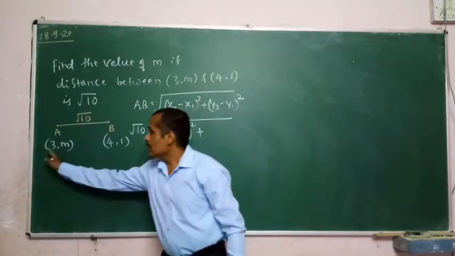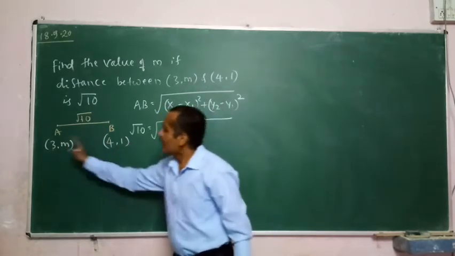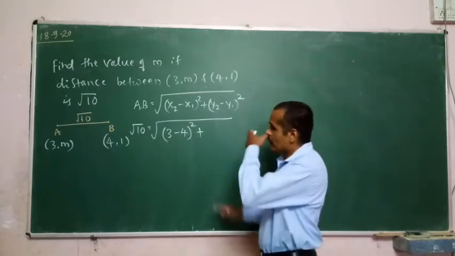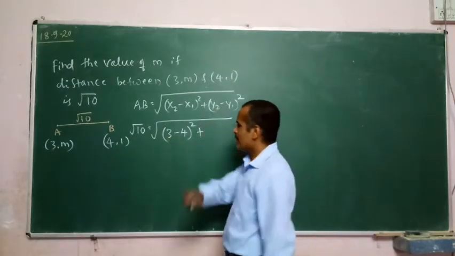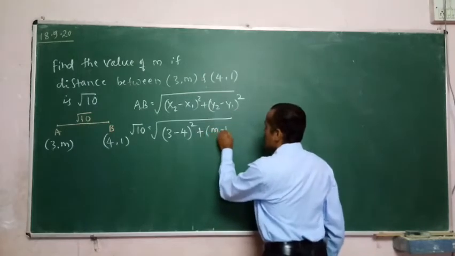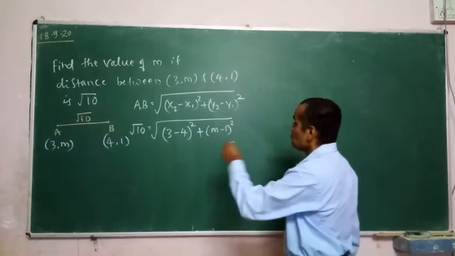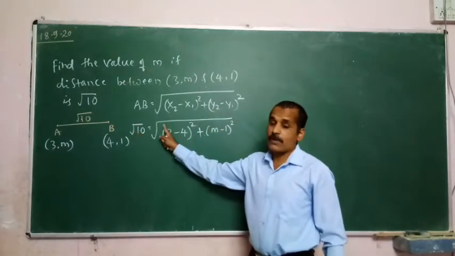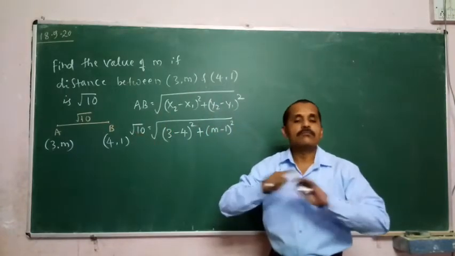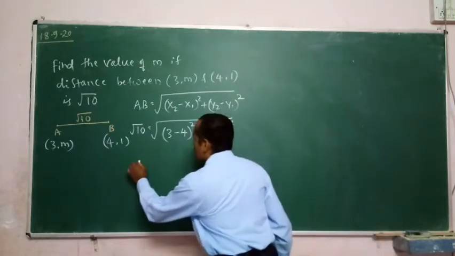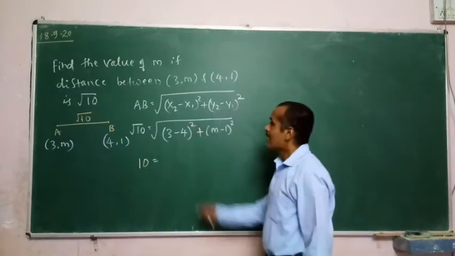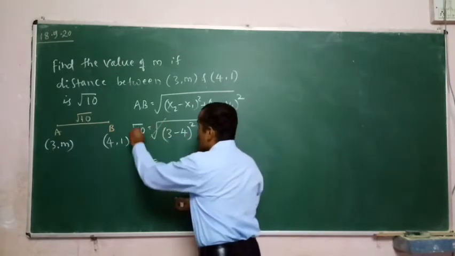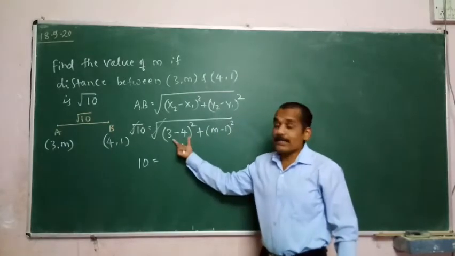See, I have told you, x1, y1, x2, y2, that makes no difference. So it is 3 minus 4 the whole square or 4 minus 3 the whole square plus m minus 1 the whole square. Now what happens? This is also square root, this is also square root. I can cancel the square root on both sides, and I can write 10 is equal to 3 minus 4 the whole square. I have removed the square root here.